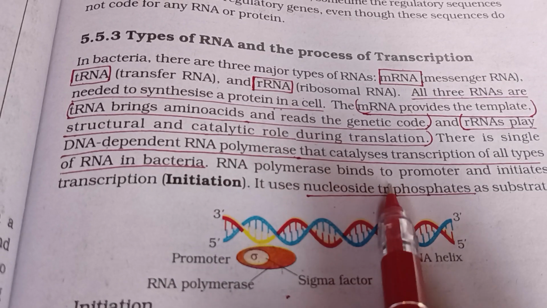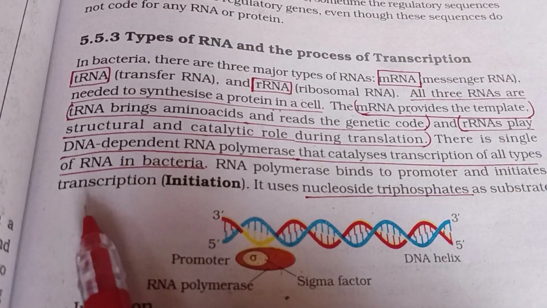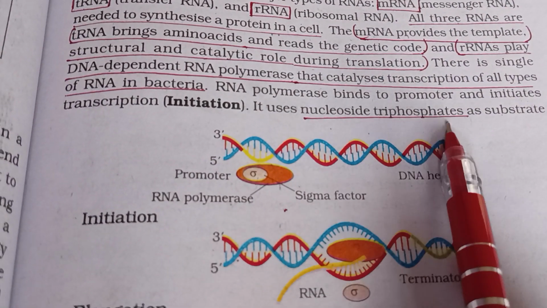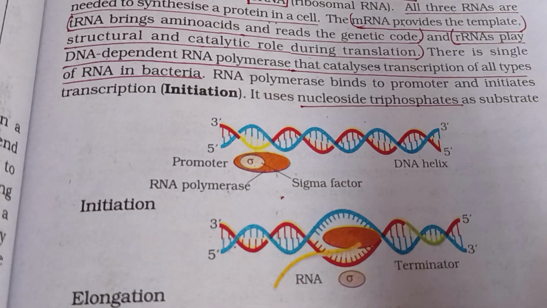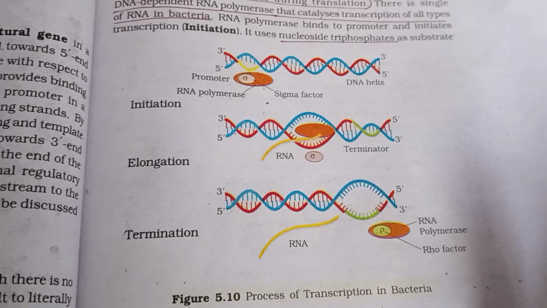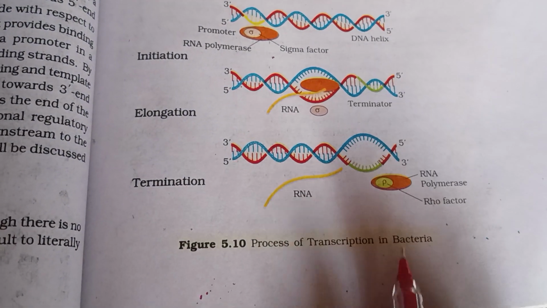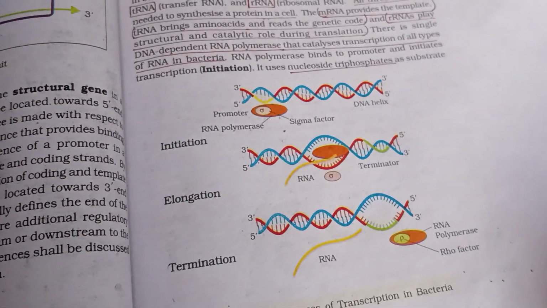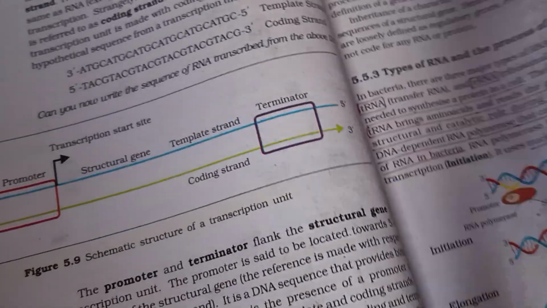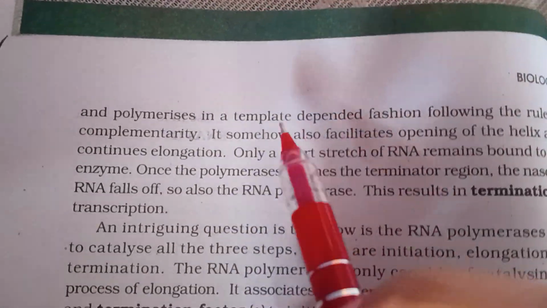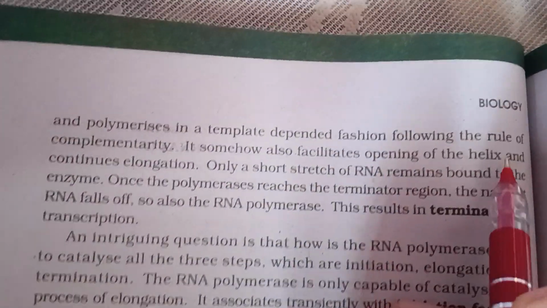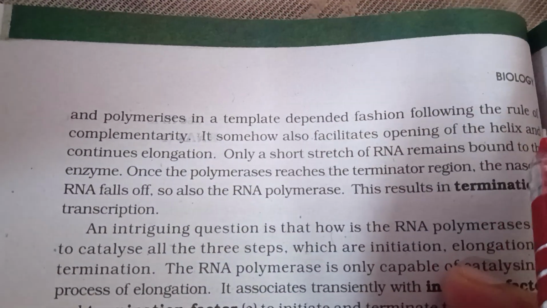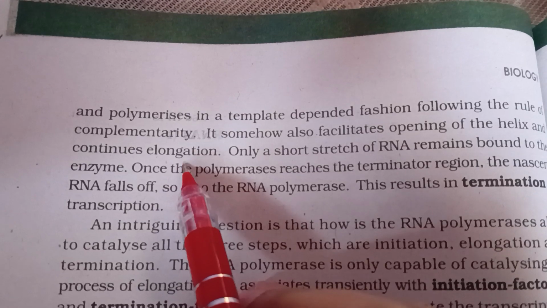So RNA polymerase binds to the promoter and initiates the transcription, which is known as initiation. It uses nucleoside triphosphates as substrates. Okay, so this is the diagram of transcription in prokaryotes. It polymerizes in a template-dependent fashion, following the rule of complementarity. It somehow also facilitates the opening of the helix and continuous elongation.